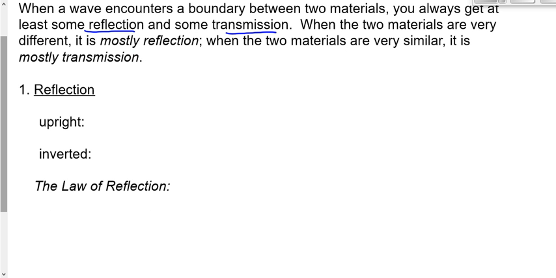Finally, the law of reflection. This occurs when we have a wave encountering a boundary at an angle. Not just straight on, but at an angle. We know that some of that wave is going to be transmitted, and some of that wave is going to be reflected. The part that's reflected might be right side up, or it might be upside down, depending upon the nature of the materials, which one's more dense, which one's less dense. But the part that is reflected, whether it's right side up or upside down, will always be reflected at the same angle that it struck it at.